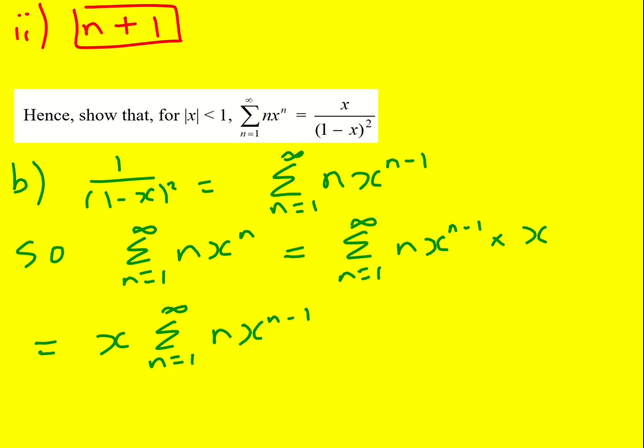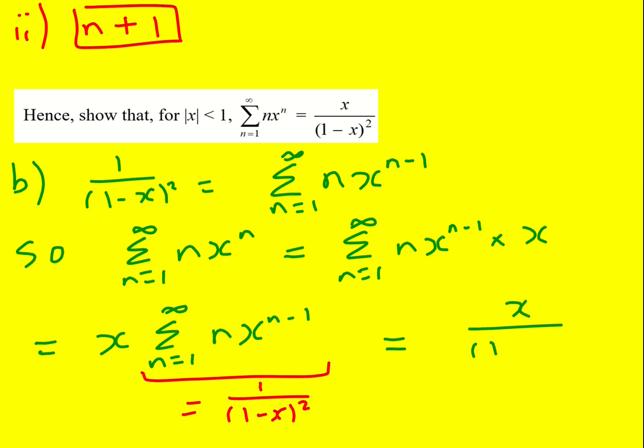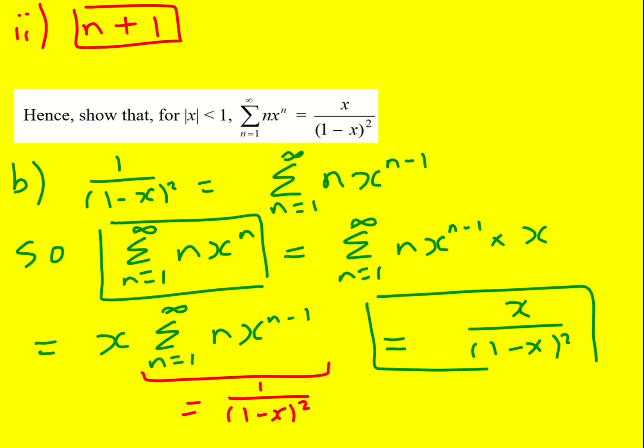And we've just said that this thing here is equal to 1 over 1 minus x all squared, and therefore the final answer is going to be x over 1 minus x all squared, which is what we're expected to prove. Okay, good job.